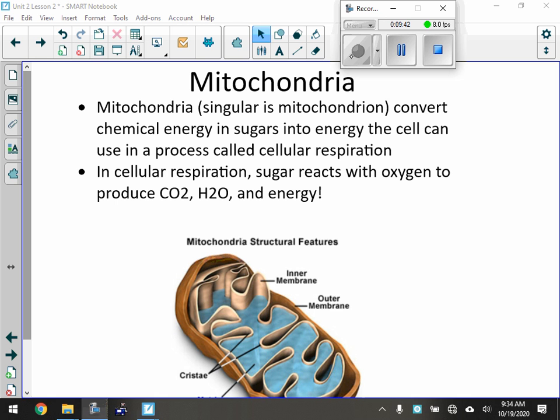So, mitochondria, this is an important part. Mitochondria, singular is mitochondrion. If we're talking about one of these, we say mitochondrion. Mitochondria convert chemical energy in sugars into energy the cell can use in a process called cellular respiration. In cellular respiration, sugar reacts with oxygen to produce carbon dioxide, H2O, and energy. Basically, that's a combustion reaction taking place on a cellular level. It's the fuel source of the cell.